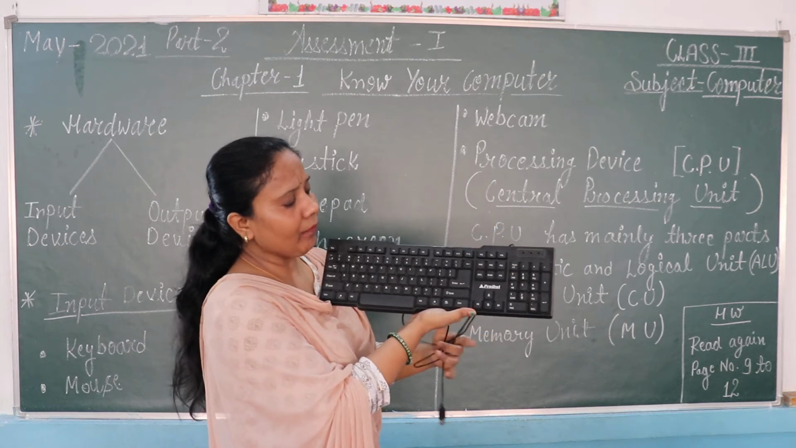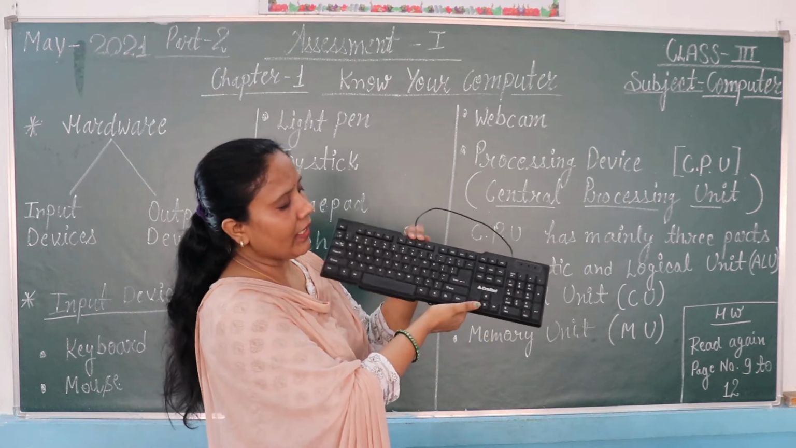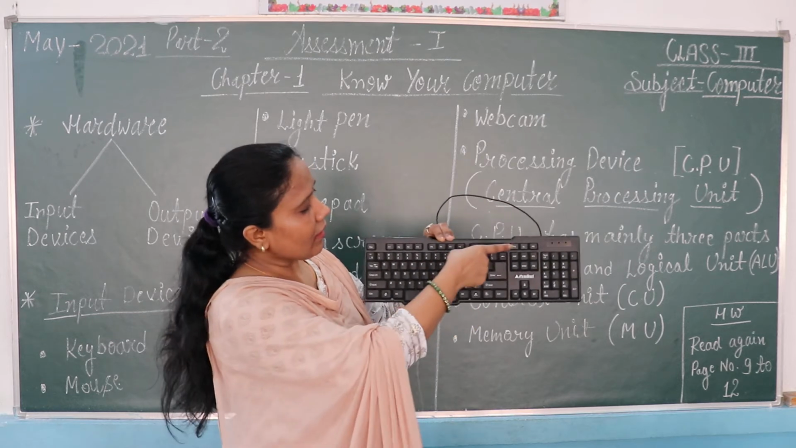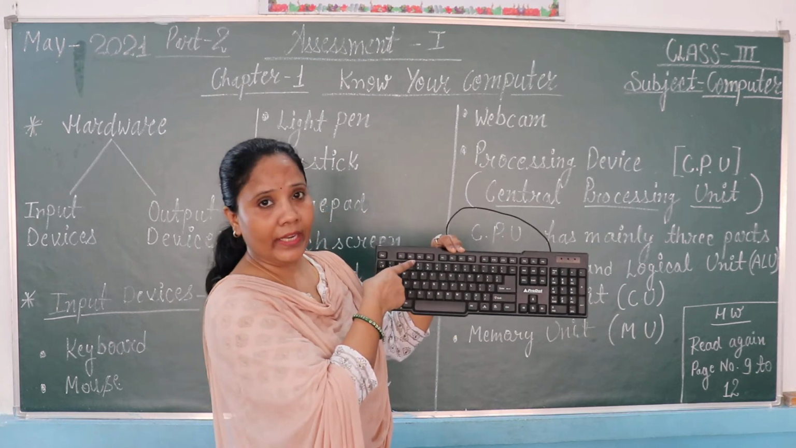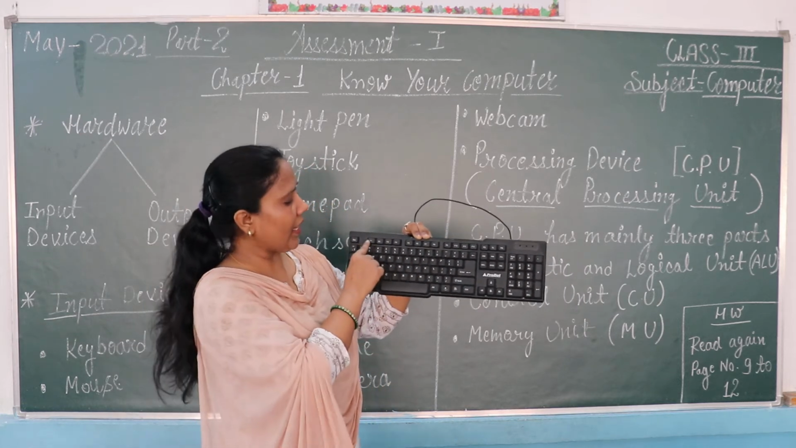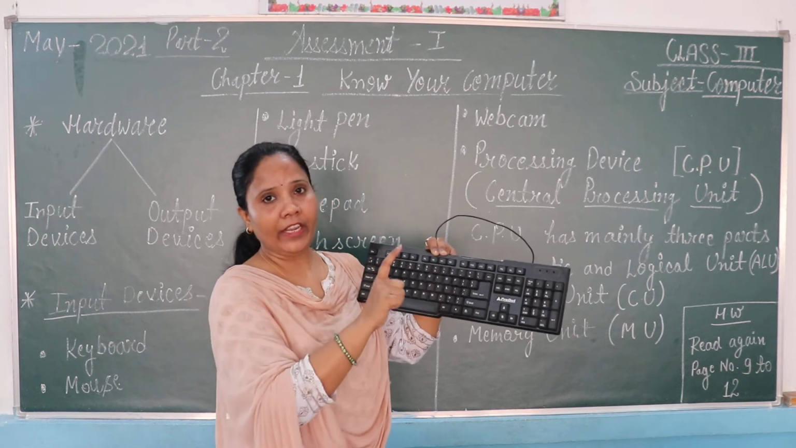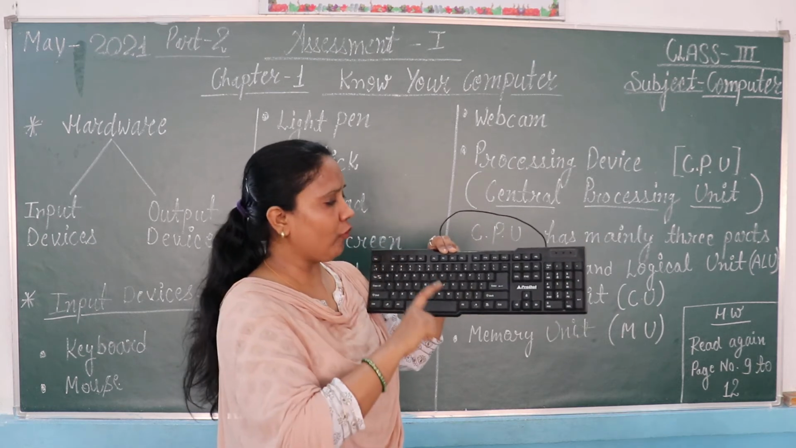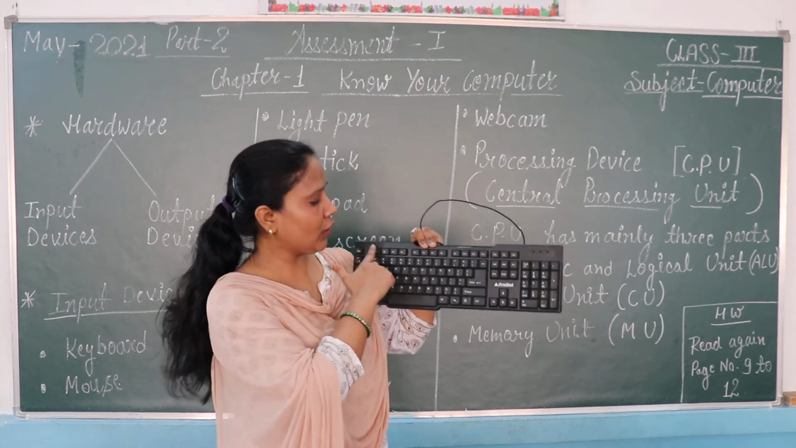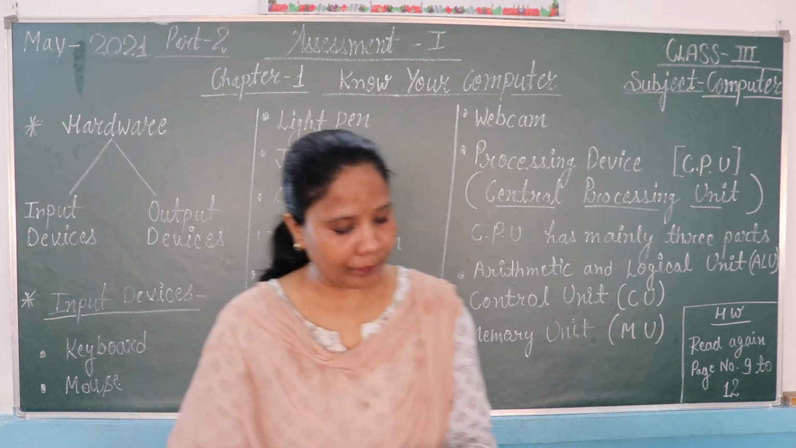These are the number keys. By pressing the numbers we can use this side of the keys. These are the function keys; to do any function we can use them. These are the shortcut keys. If we want to do something in a short time, we can use the shortcut keys.